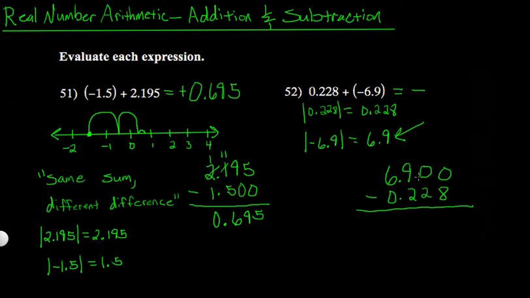0 minus 8, we need to borrow up, we need to borrow again. So we're going to borrow 1 from the 9, it becomes an 8. This 0 becomes a 10, but then we borrow 1 from it, so it becomes a 9, and this 0 becomes a 10. Okay, now we go. So 10 minus 8 is 2. 9 minus 2 is 7. 8 minus 2 is 6. Bring down our decimal point and bring down our 6. And that is our answer, except for we know that it's negative. So the answer here is negative 6.672. And that is how we do real number arithmetic with addition and subtraction.